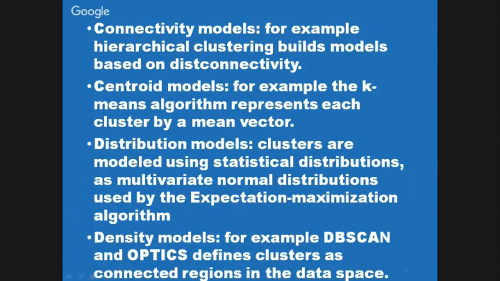Now before going to vector quantization, I want to tell you what the different clustering models are. There are two types of clustering: one is known as hard clustering, another is soft clustering. But there are different types of models. One is the connectivity model. For example, hierarchical clustering builds models based on disconnectivity. That means where the connectivity is there, it will be in one cluster. When there is a discontinuation of the link or connectivity, again it will be in a different cluster. Next, another model is the centroid model.